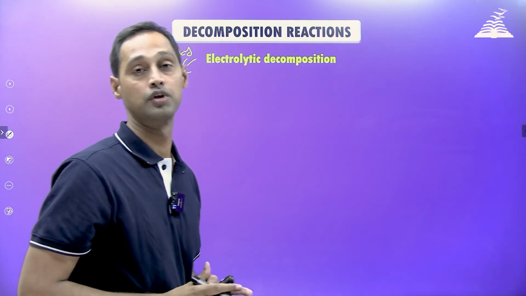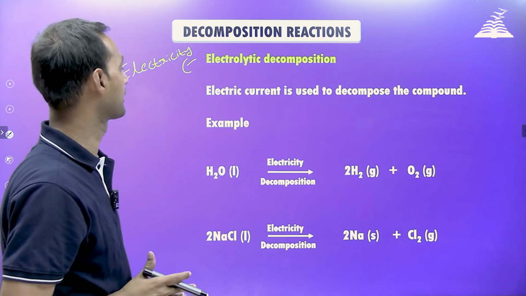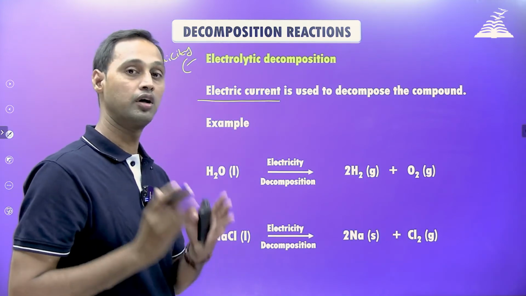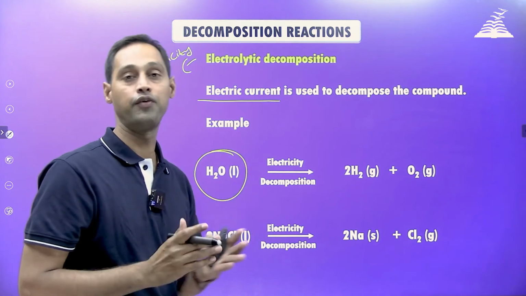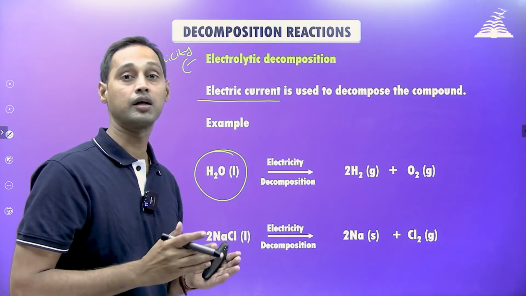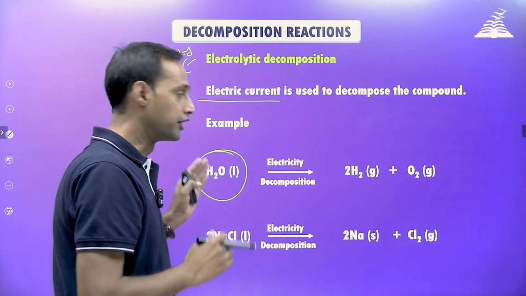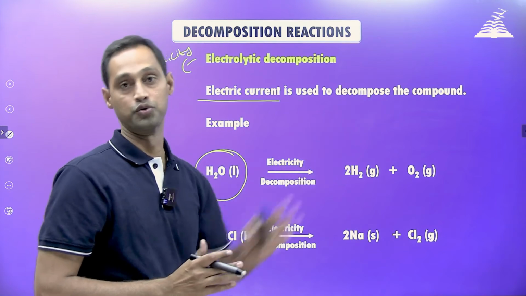Electric current is used to decompose the substance, right? We will take a look at one example here. Electric current is used. Right? We'll take a look at few examples. Water is taken. In fact, acidified water is taken and electric current is passed through water, and then decomposition takes place. Hydrogen gas and oxygen gas are produced.